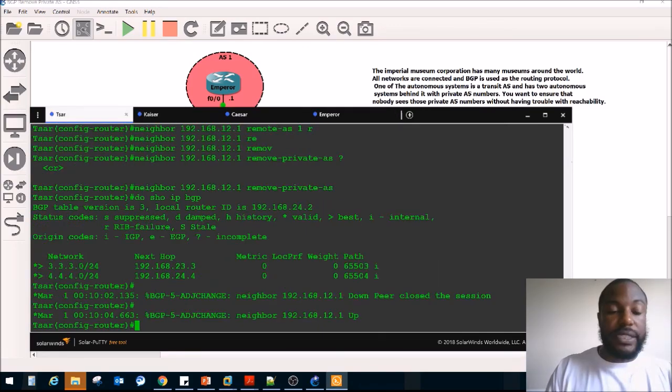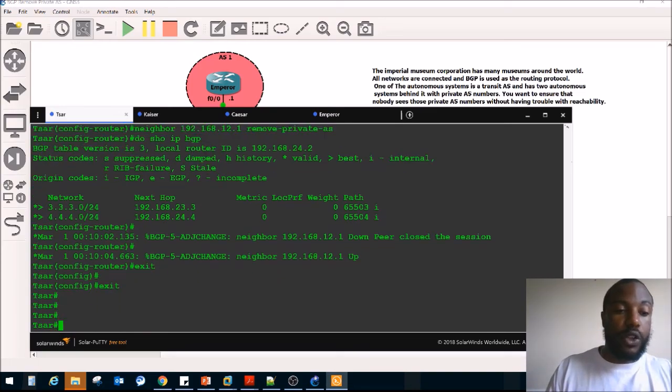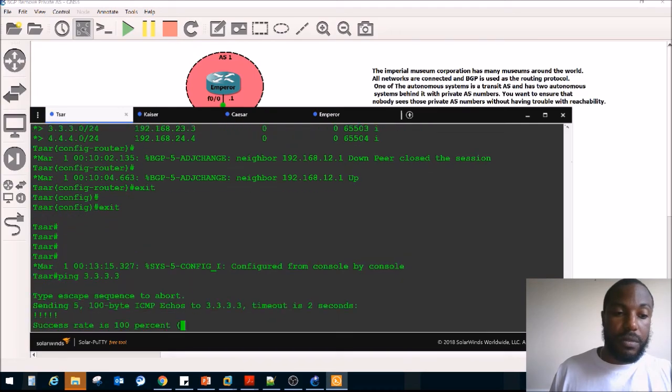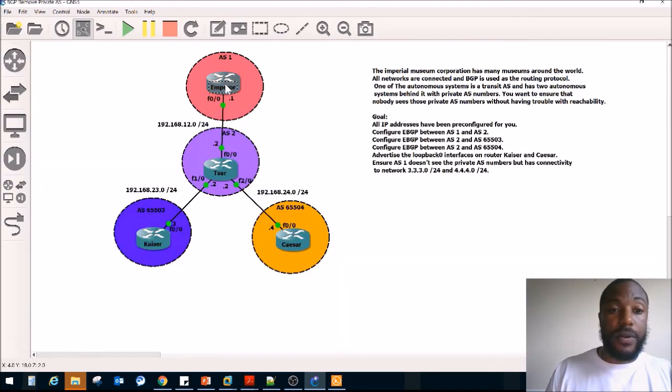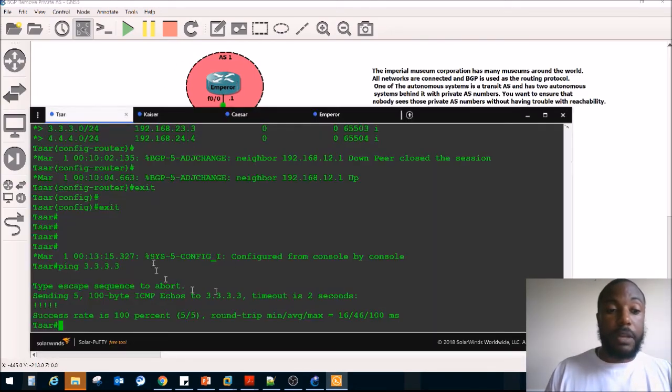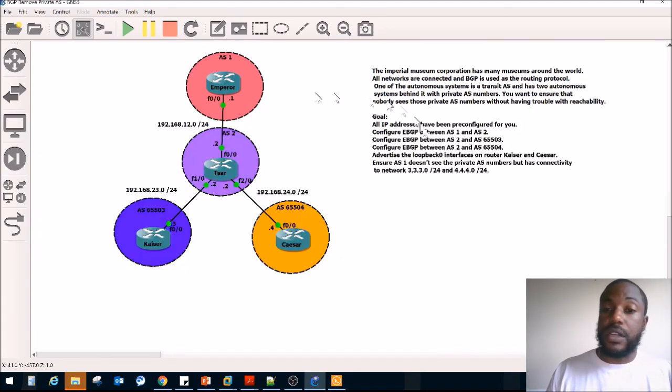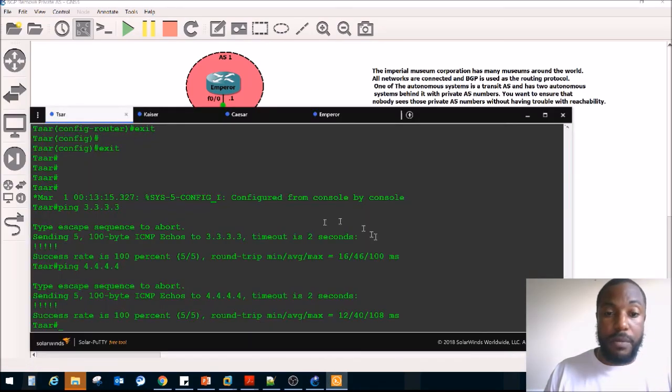Now let's see if they were able to see those networks. Let's see if Emperor can ping the loopbacks now. Ping 3.3.3.3. And yeah, so Emperor can now ping 3.3.3.3. Can he ping Caesar? 4.4.4.4. And he can. Those worked. That's all it called for. But I don't know why. Let's just see if we can get these guys to ping that guy directly. Let's go into Caesar and see if Caesar can ping Emperor.